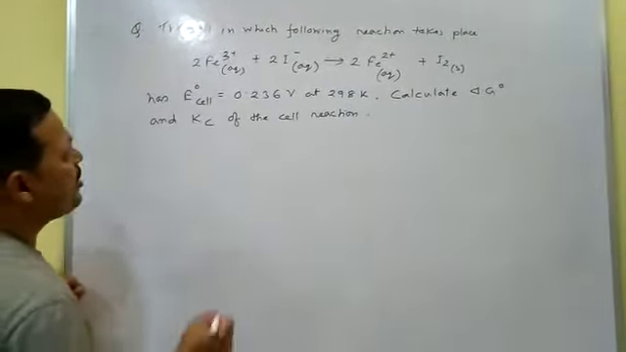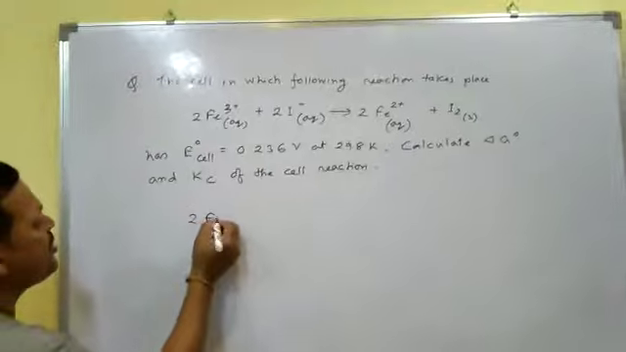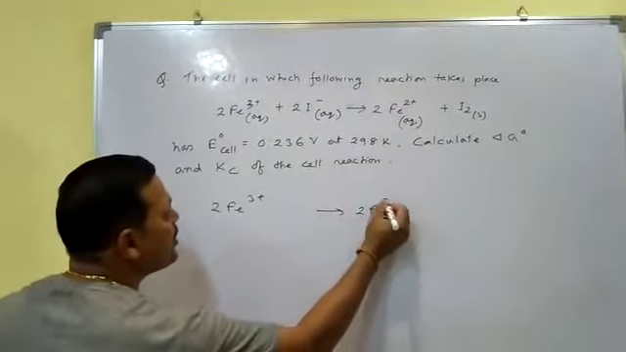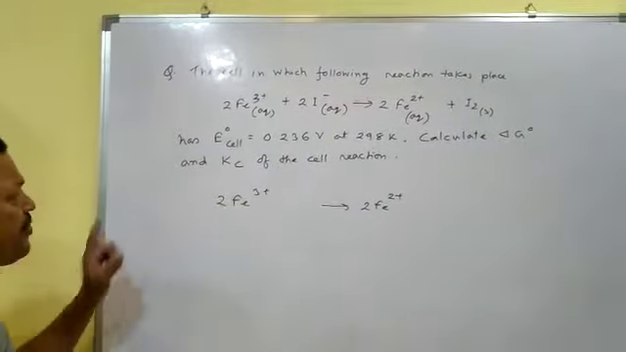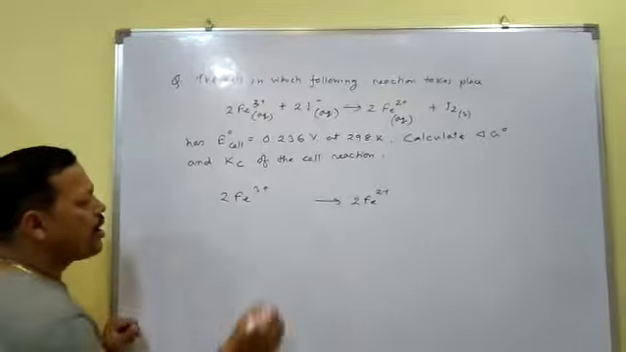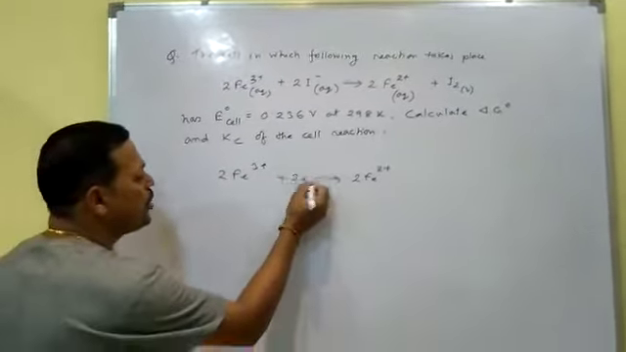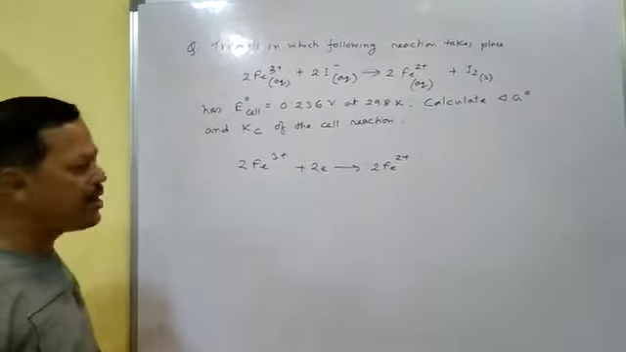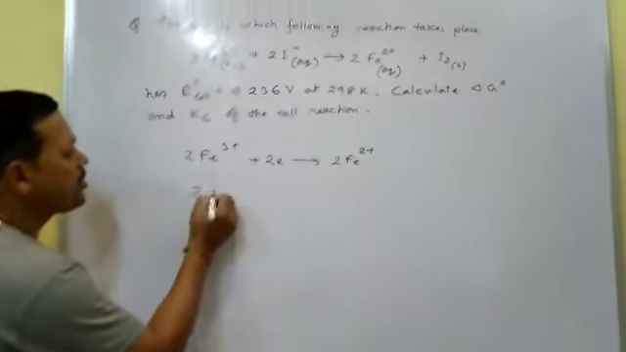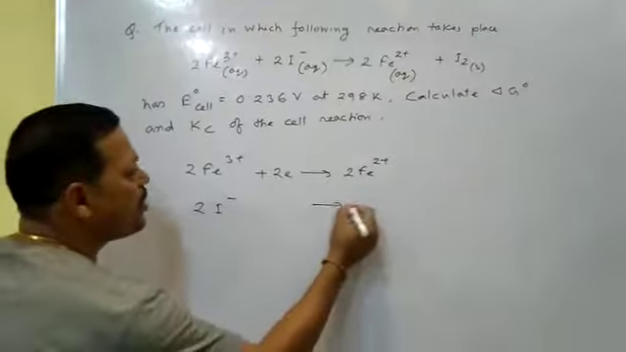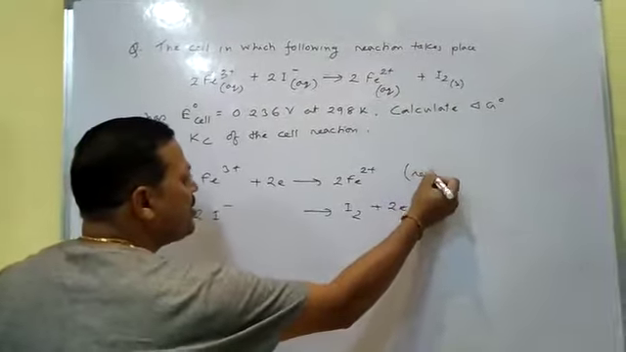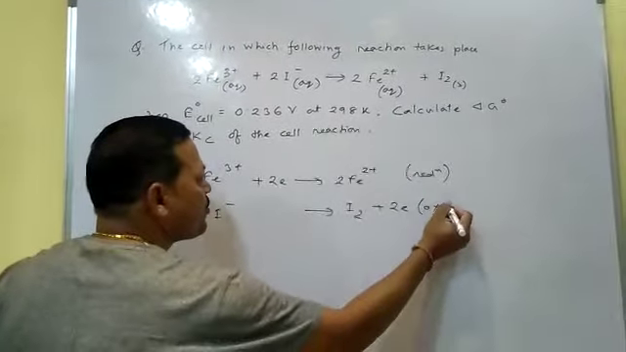So in this reaction, 2Fe3+ is converted to 2Fe2+. Fe3+ converted to Fe2+ means gain of electron takes place. How much gain of electron? 2 electrons. I mean this is reduction, this is the cathode reaction. And the anode reaction is 2I- is converted to I2, I mean it loses 2 electrons. This is reduction and this is oxidation.